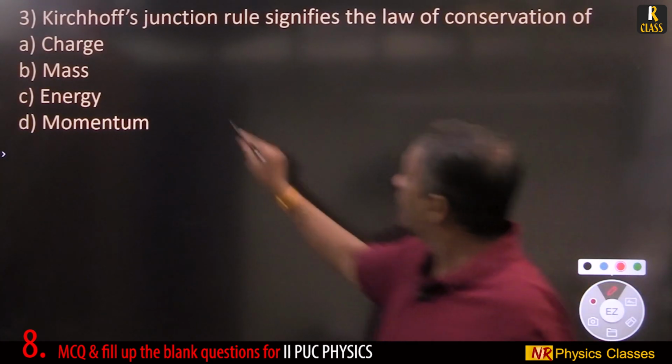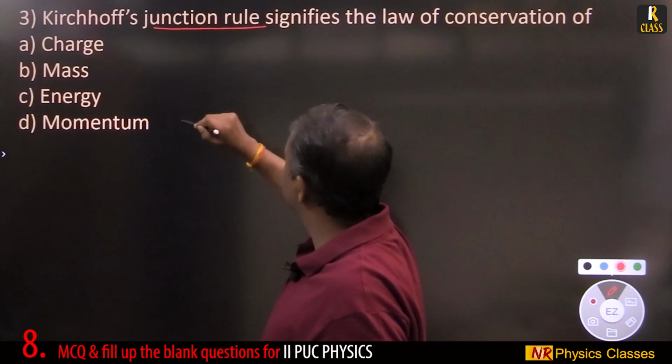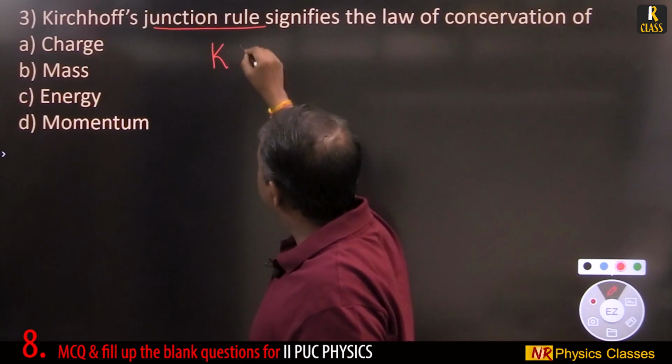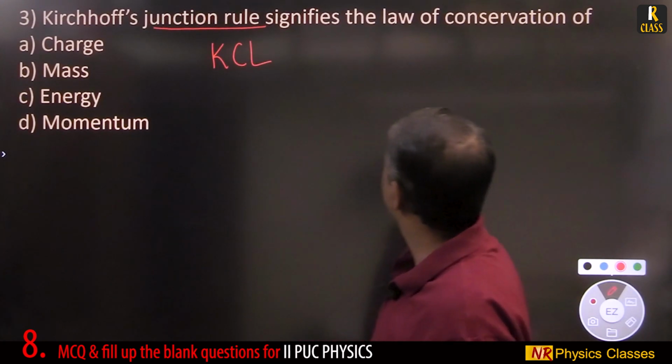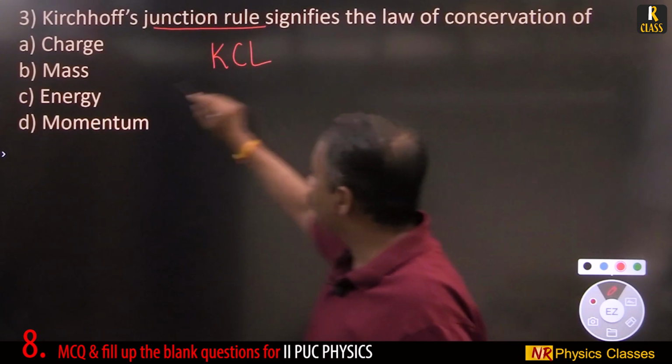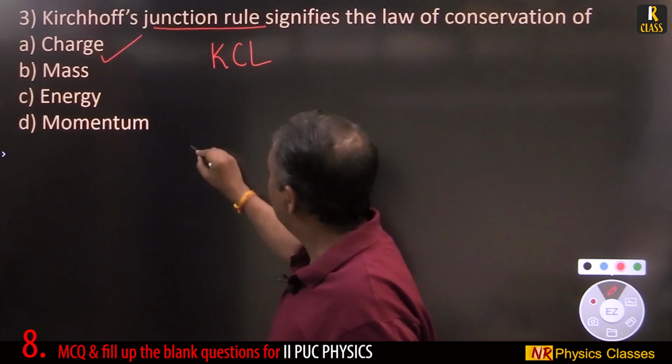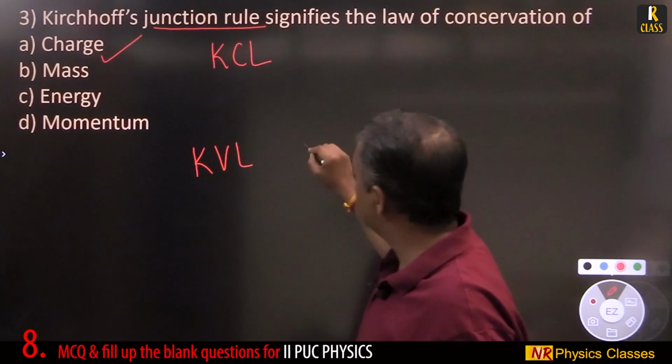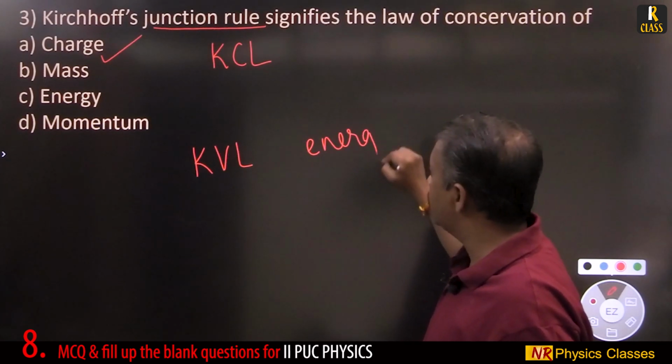Kirchhoff's junction rule. Junction rule means Kirchhoff's current law, KCL, which signifies the law of conservation of charge. KVL, Kirchhoff's voltage law, is the law of conservation of energy.